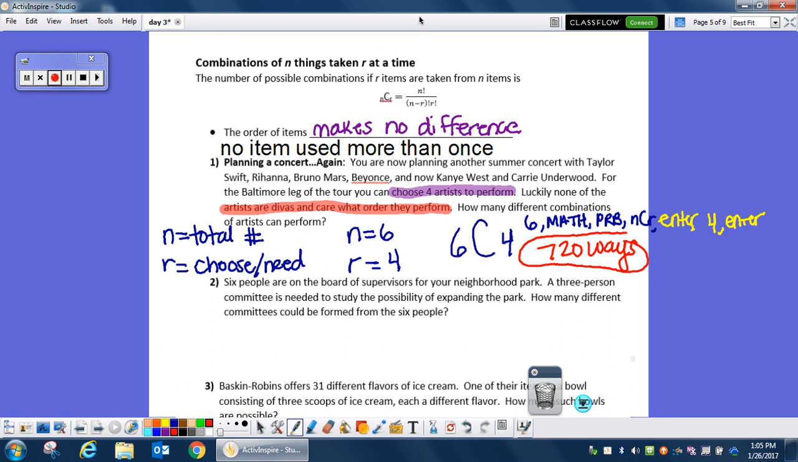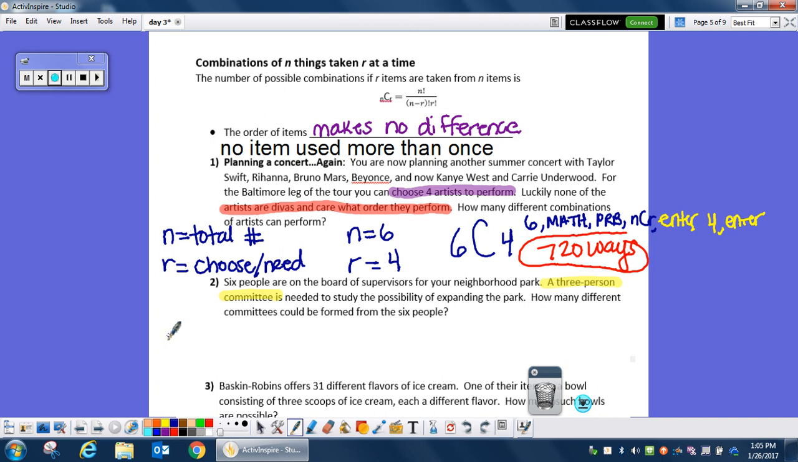6 people are on the board of supervisors for your neighborhood park. A 3-person committee is needed to study the possibility of expanding the park. How many committees can be formed? So what makes this a combination is it's just a 3-person committee. It doesn't say, like last time, you have a vice president, president, treasurer, all that stuff. All you need is 3 people, any combination of 3 people.